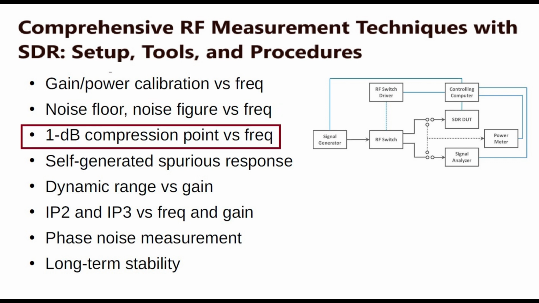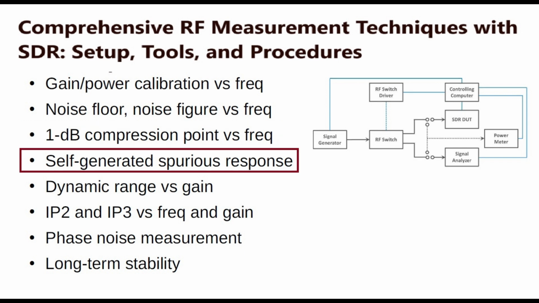Third one, 1 dB compression point versus frequency. Goal, identify the input power level where the gain of the DUT drops by 1 dB, known as the 1 dB compression point. Procedure, increase the input power from the signal generator until you observe a 1 dB reduction in output gain, compared to linear gain. Record the input power at this point and repeat the test at different frequencies to assess how the compression point varies with frequency.